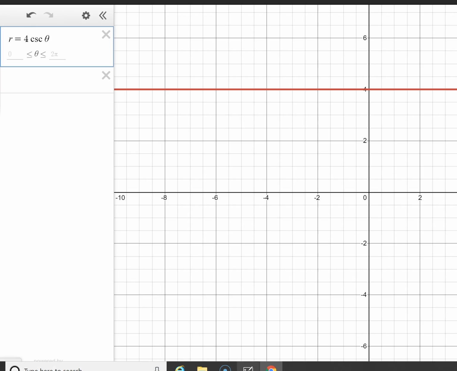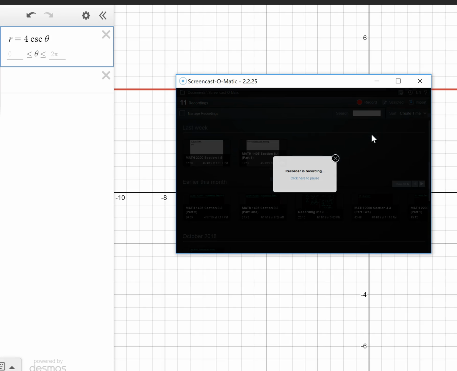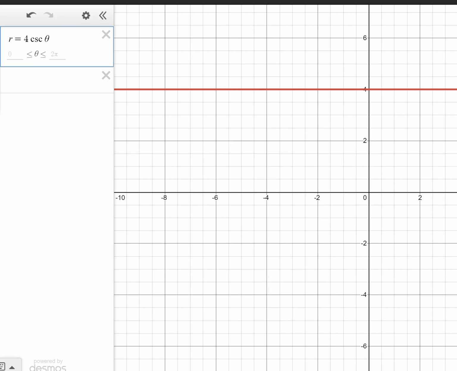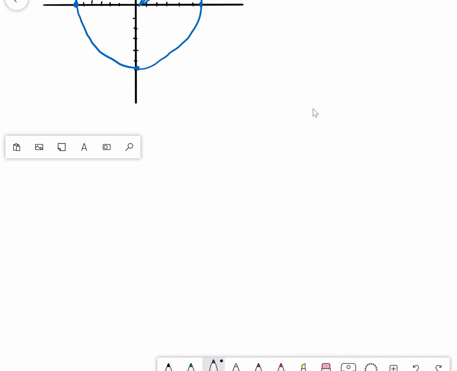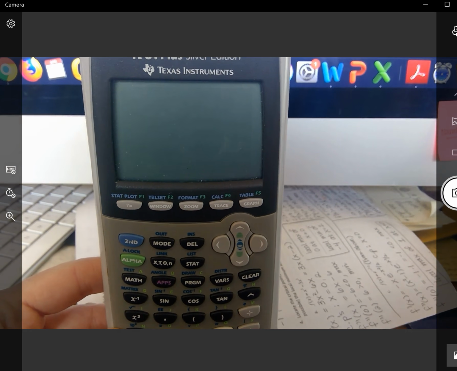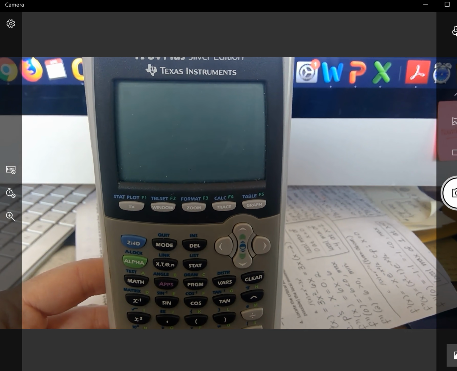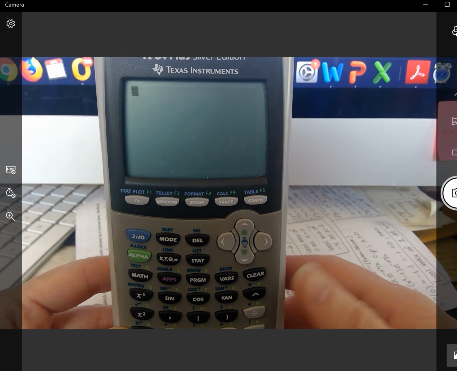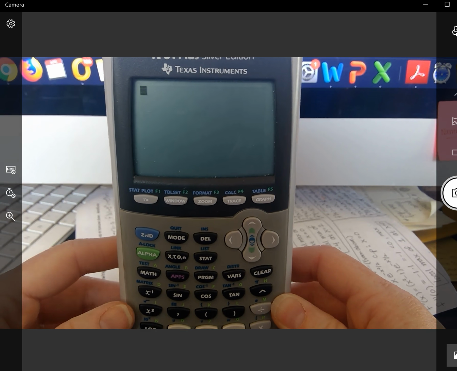All right, let's talk about how to do this on your calculator. Okay, so I haven't done anything to my calculator. It's a TI-84. I know it's old school. I realize you guys have fancier calculators with colors and stuff, but we'll just do this on the 84.